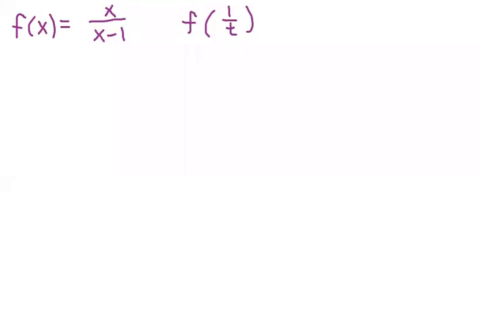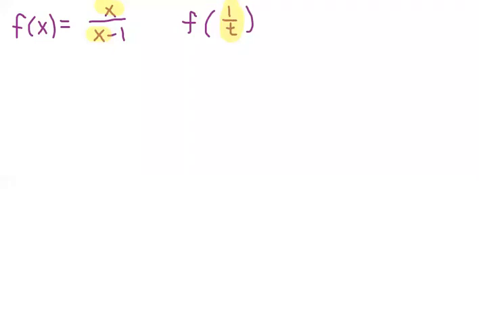This problem, we did this one in class, but I thought I would repost it just because it's a little more complicated in its algebraic manipulation. So we have the function f of x equals x divided by the quantity of x minus 1, and we're being asked to evaluate the function and simplify the answer for f of 1 over t. So everywhere there's an x, just like with any other function notation, you are expected to input that fraction of 1 over t.